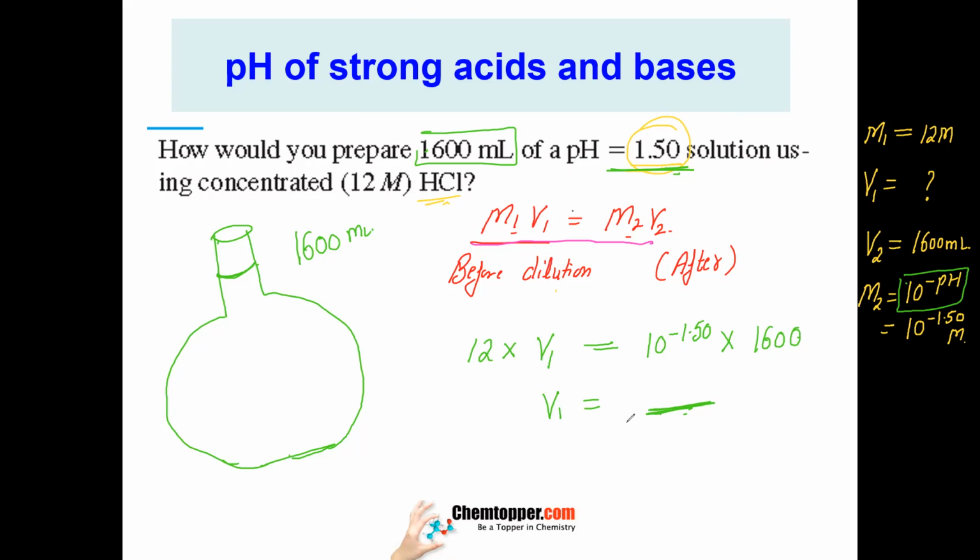What is this, Vinaya? 4.22 ml? Okay. Ml, right? Milliliter. Milliliter. Yes. Okay. Now, how to prepare the solution? How would you prepare making of the standard solutions? Write all the steps how to make a standard solution.